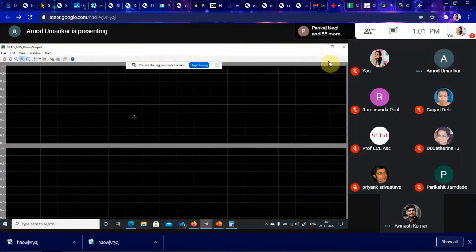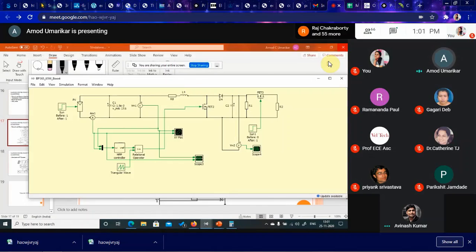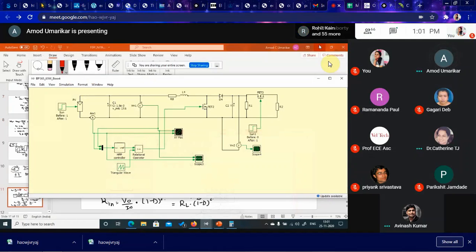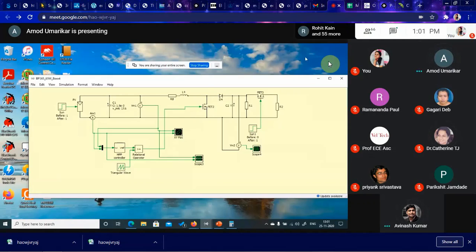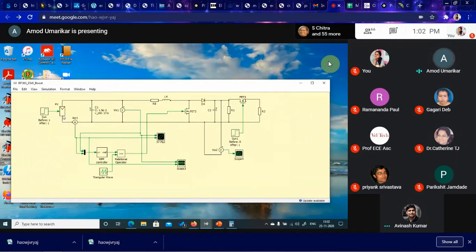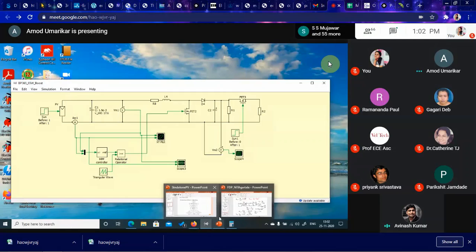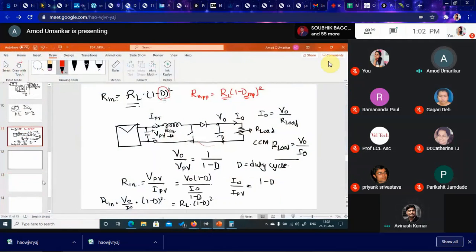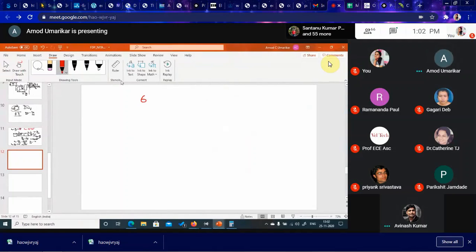So let's say I'm using Plexim. Can you see the simulation screen? Yes, sir. Okay. So this is a PV panel we have, taken from the model BP365. It is a 65 watt panel, and around 17.5 volts is its voltage for the maximum power point.